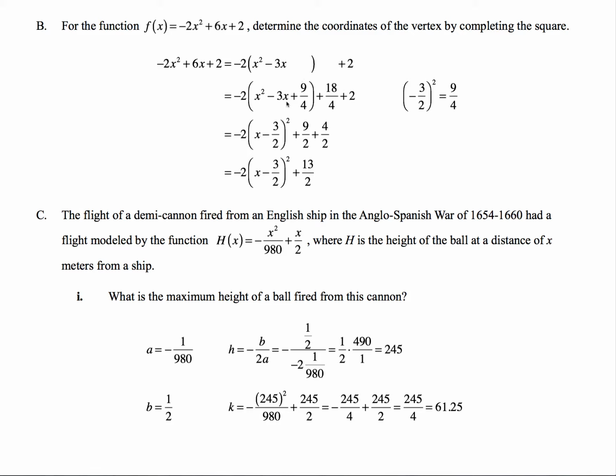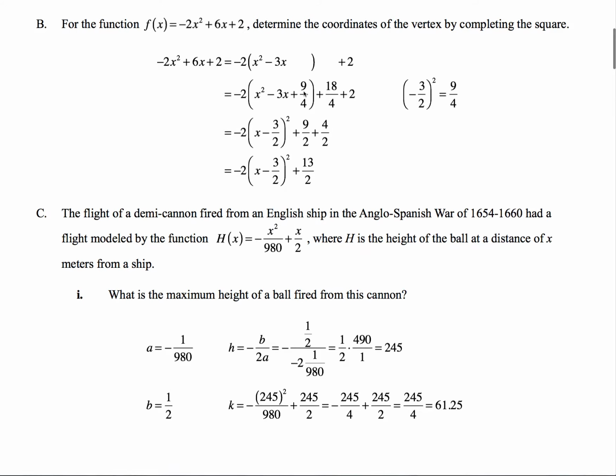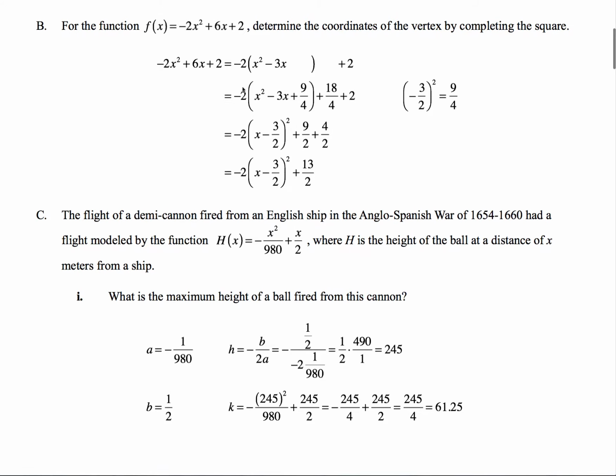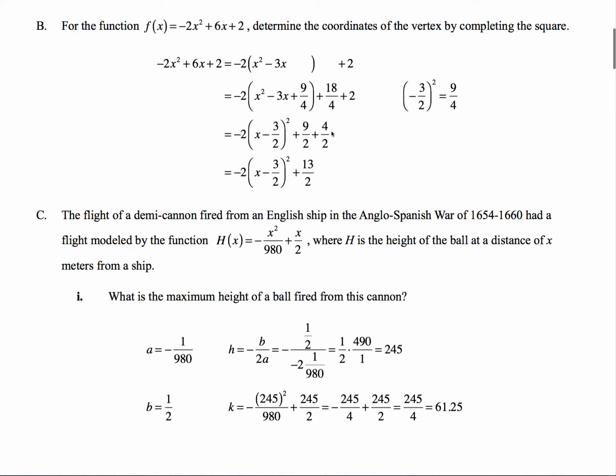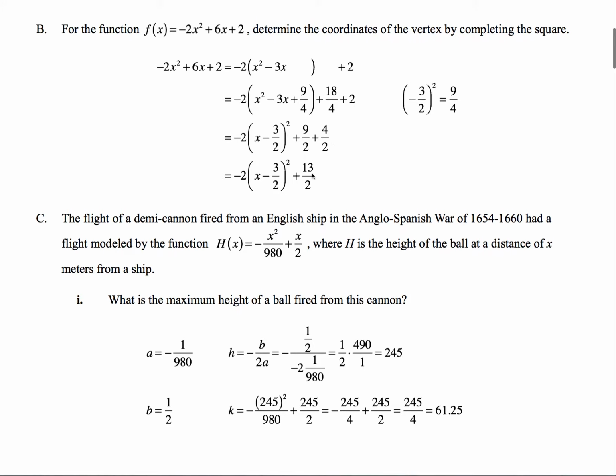We usually don't have a negative coefficient here, but this time we do. So what we've actually added here is a negative 18/4. Negative 2 times 9/4 is negative 18/4. So we've contributed a negative 18/4 to this function. That means we have to add 18/4 outside the parentheses to compensate. 18/4 is 9 halves, 2 is 4 halves, and when you add those together, you get 13 halves.